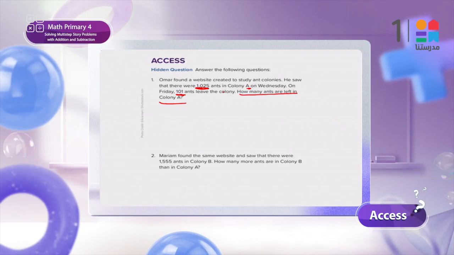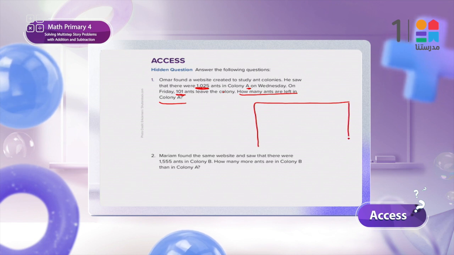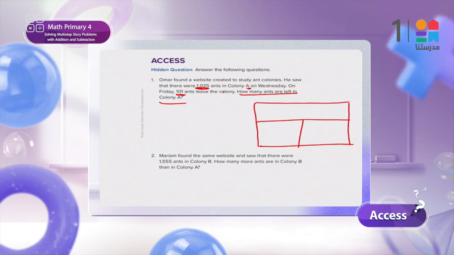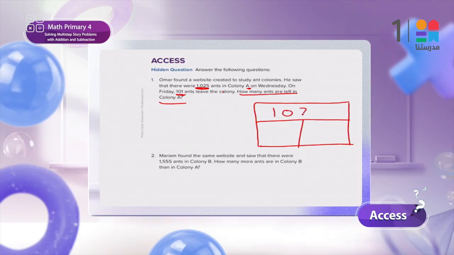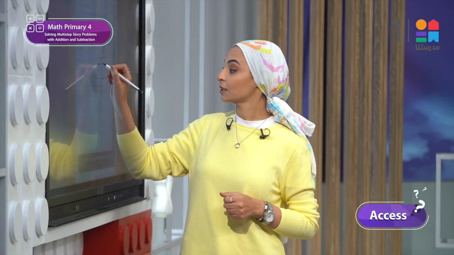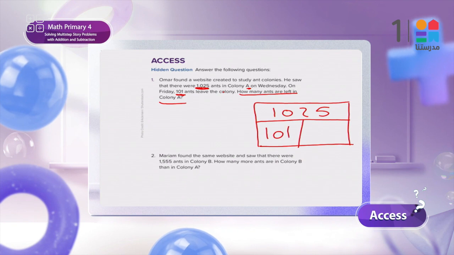Here's the bar model, like this. Here I will write the whole number. What is the whole number? Yes, 1,025. Here I have two numbers, the known part which is 101 and the unknown part, which I will call x. Okay? So what operation do we need to use to solve this problem?